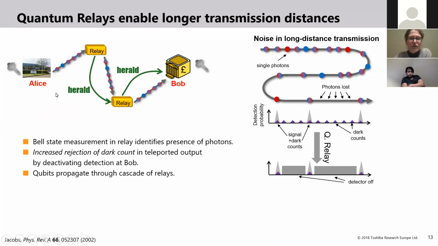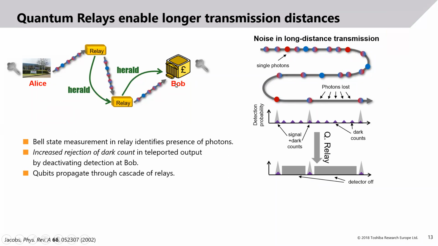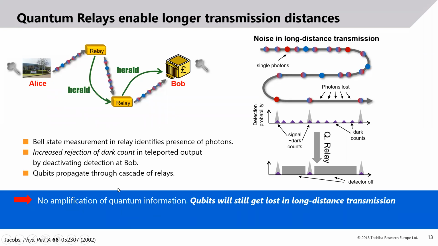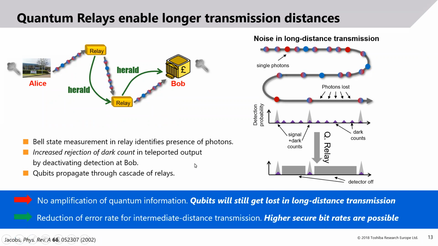So of course you can now also think about cascading these relays to have an even more pronounced effect. But what needs to be stressed is that in these relays there is no amplification of quantum information whatsoever. So the qubits still get lost, but because you get a better signal to noise ratio, you can actually get higher secure bit rates for longer distances.